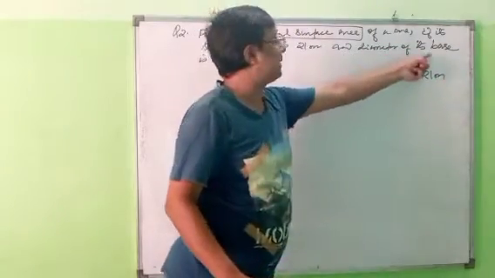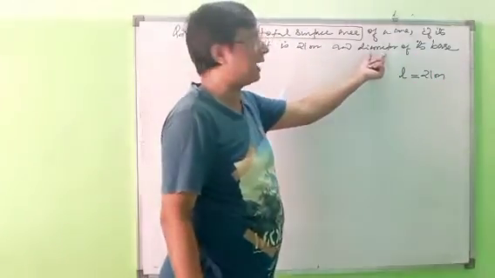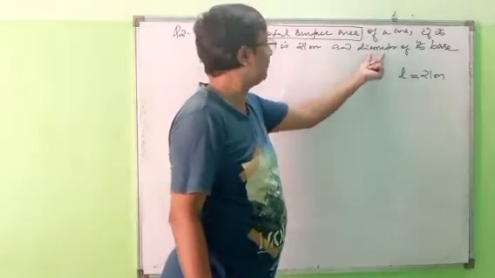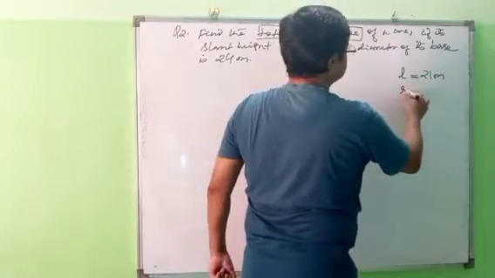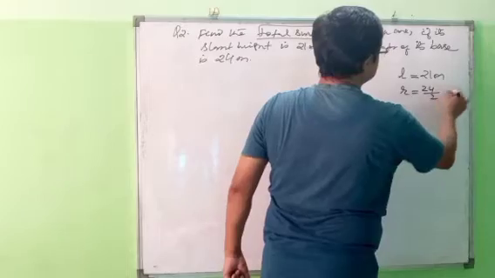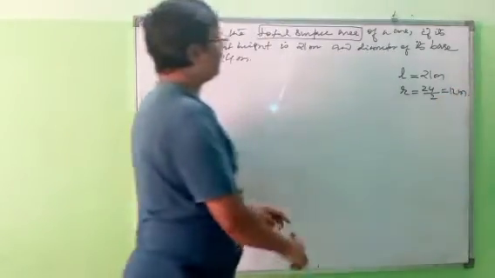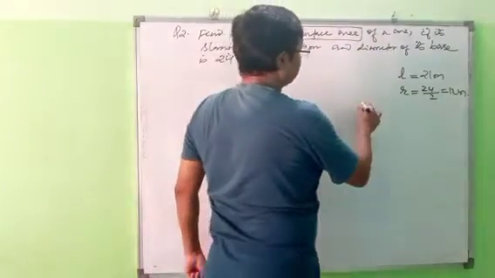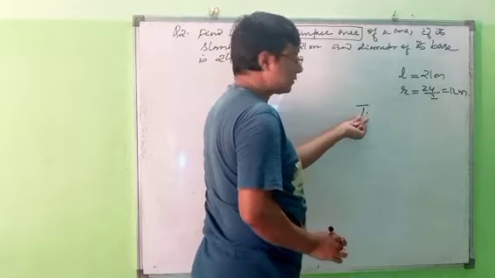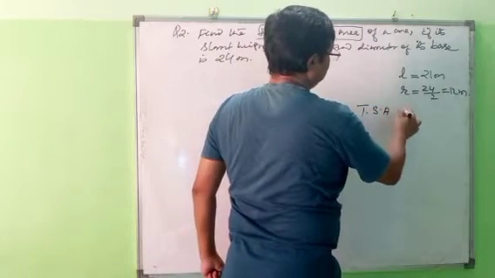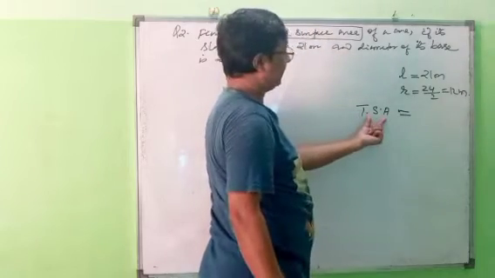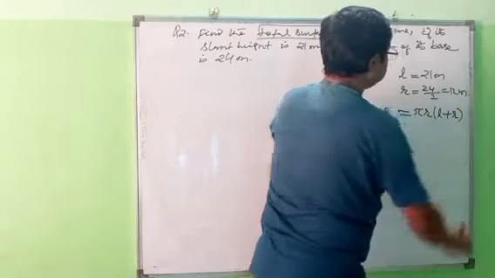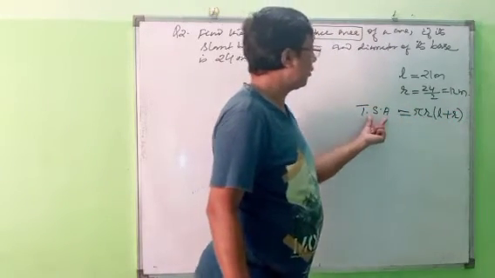and the diameter of its base. Since the word diameter is used, as you know the base is a circle. The diameter is given as 24, so you will get the radius, which is half of the diameter, 12 meter. Now they have told you to find the total surface area of the cone. The formula is given: T stands for total, so the total surface area of the cone is given by pi r into L plus r. This is the formula to find the total surface area of the cone.